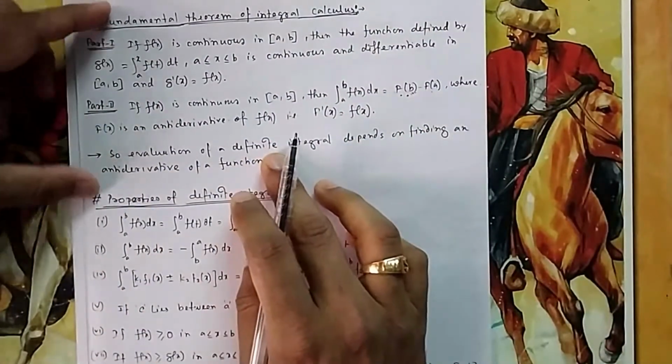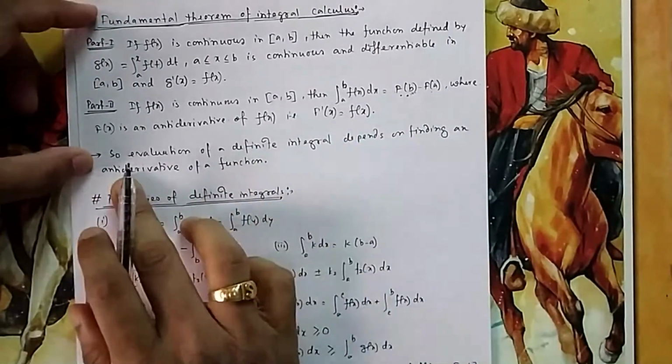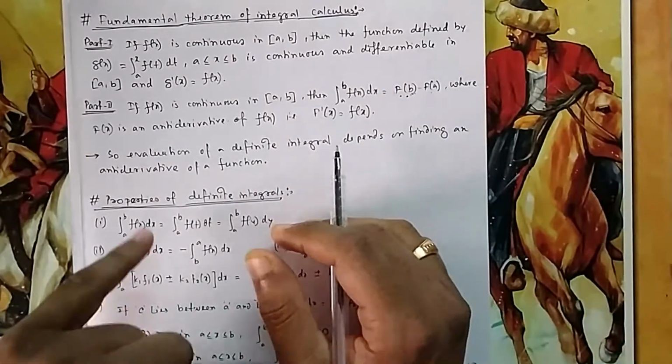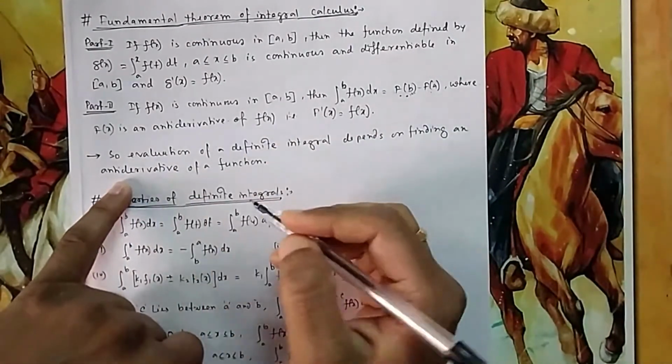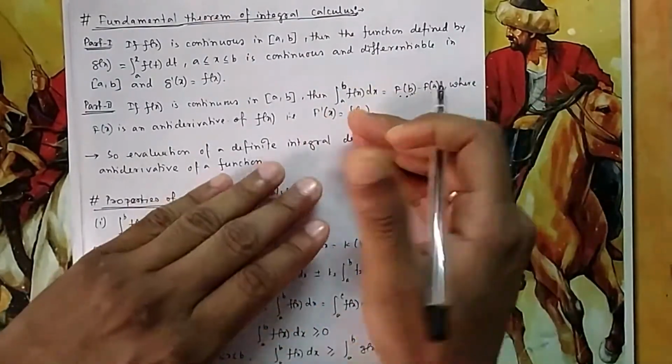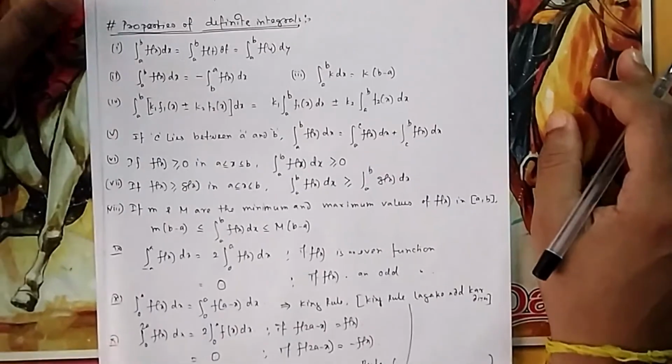So the evaluation of a definite integral depends on finding the antiderivative of this function. That's why we studied antiderivatives earlier. Antiderivative is nothing but indefinite integral. So that's why we started with indefinite integral, because for calculating definite integral we need indefinite integral. Now, some properties of the definite integral.